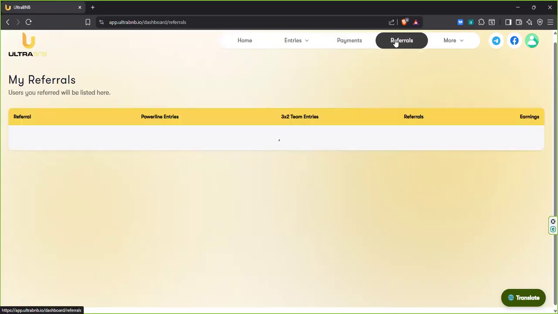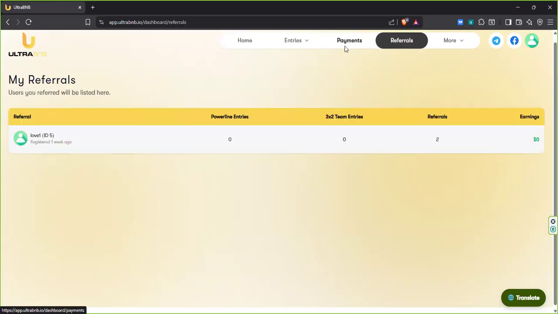Then to referrals. Yes, when you come here, you'll see the referrals in your network. So I have my referral here, and my referral has referred two people, and all that will be recorded. The Powerline entries, depending on which entries my referral purchases, will also be recorded here. So if my referral purchased 20 entries, it will be shown here as 20 entries. And the 3x2 team entries will be recorded here too, depending on the number of entries he has purchased. So equally, if he purchased 20 entries, then we're going to have 20 here, then 20 here in the team build as well.